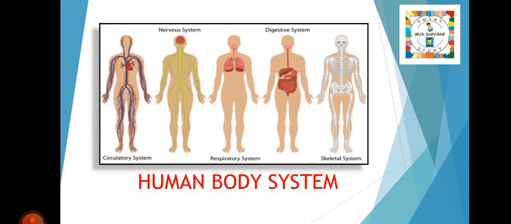Similarly, in order to run our entire body system smoothly and do the functioning properly, the entire body system is divided into different small systems like circulatory system, nervous system, respiratory system, digestive system, and skeletal system. These systems are allotted a specific job or a specific task to perform.